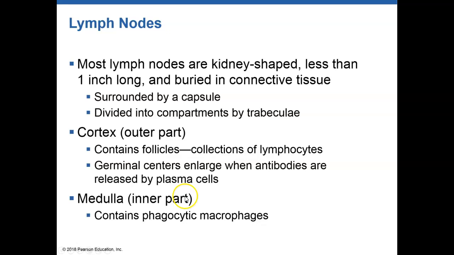So most lymph nodes are relatively small. They're kidney bean shaped. And you usually find lymph nodes in collections or aggregations. There's an outer region and then an inner region. The outer region is the cortex. The cortex contains lots of lymphocytes. And it may also contain some antibodies or plasma cells when the body is actually physically fighting off infections. And then the medulla is the inner region, and that's where you find all of those macrophages.